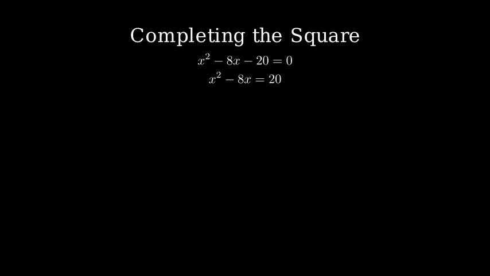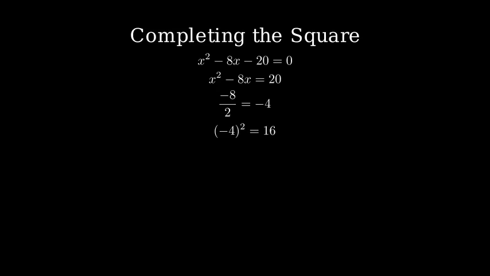Now, to complete the square, we need to create a perfect square trinomial on the left side. To do this, we take half of the coefficient of x, which is negative 8 divided by 2, equals negative 4. Then square this number. Negative 4 squared equals 16.